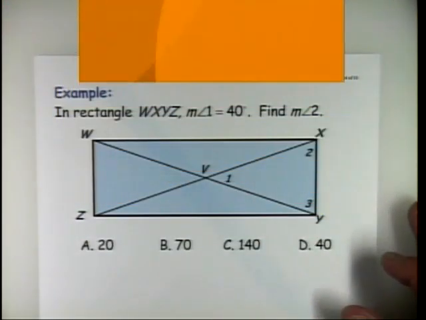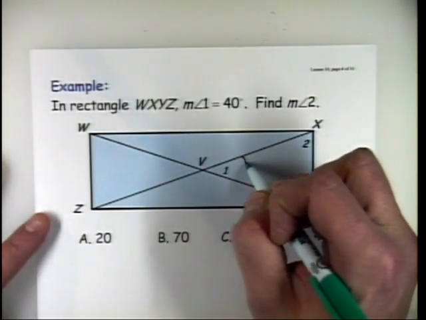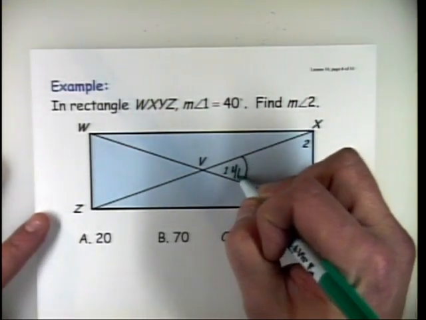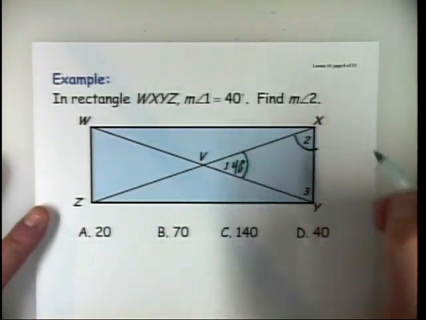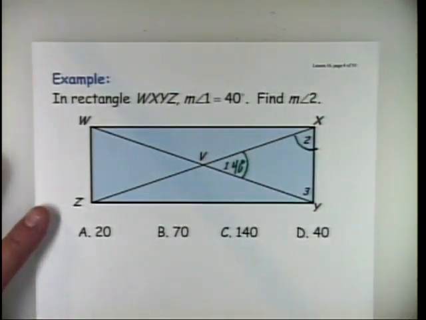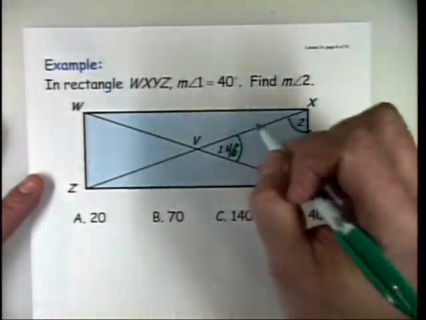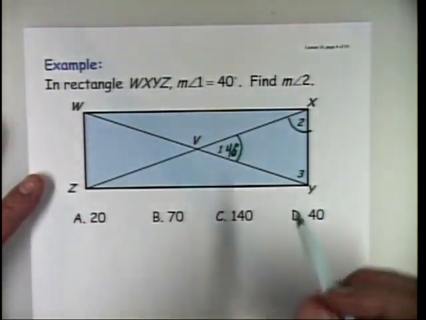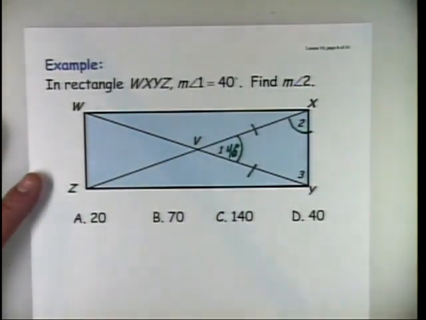In rectangle WXYZ, we know the measure of angle 1. Okay, so we're dealing with angles now. This one right here is 40 degrees. We want to find the measure of angle 2 right here. Okay? Well, how are we going to do that? We know that this is a rectangle, so we know that it forms isosceles triangles. So this measure has to be congruent to that measure.